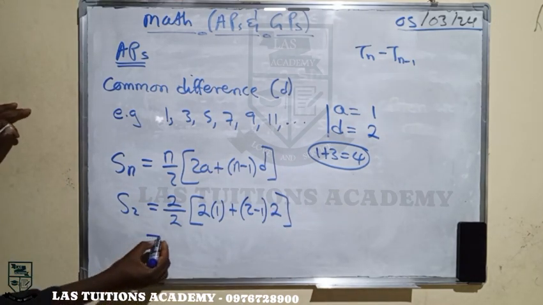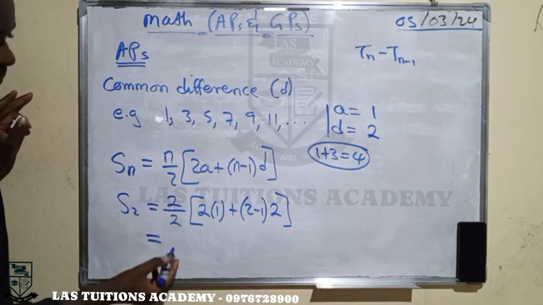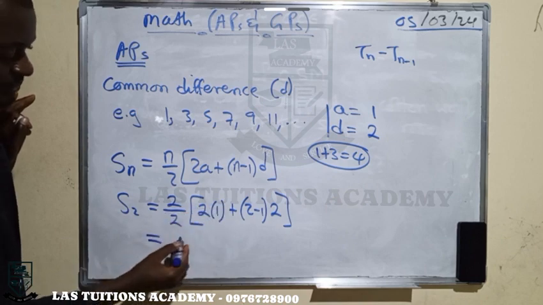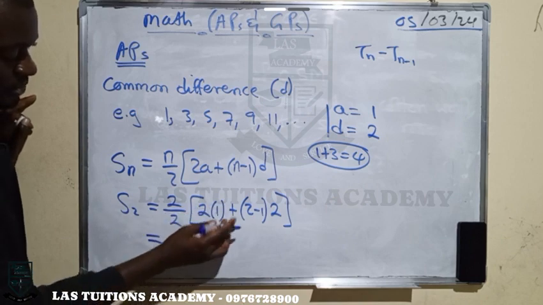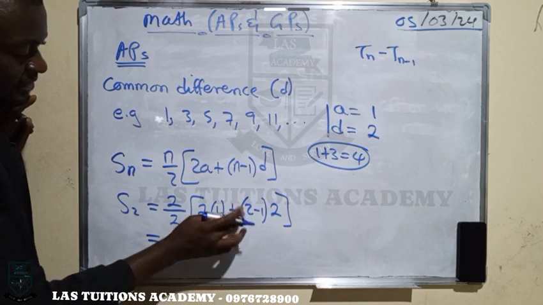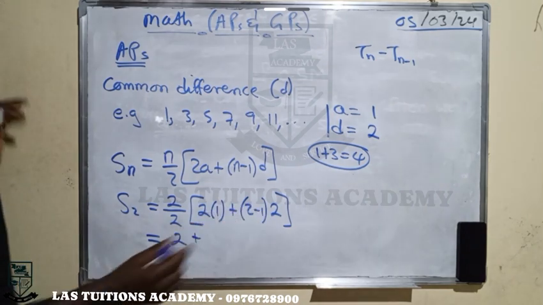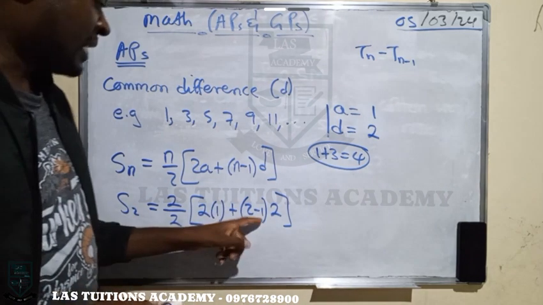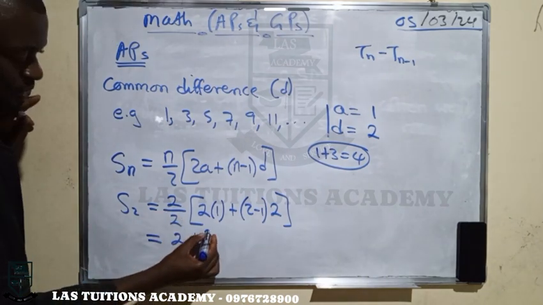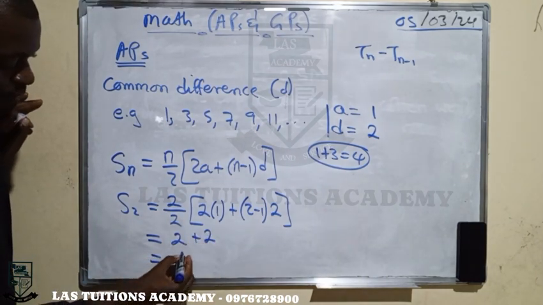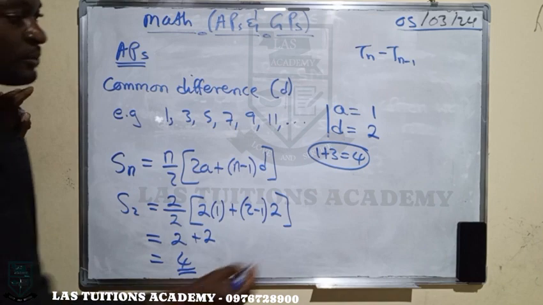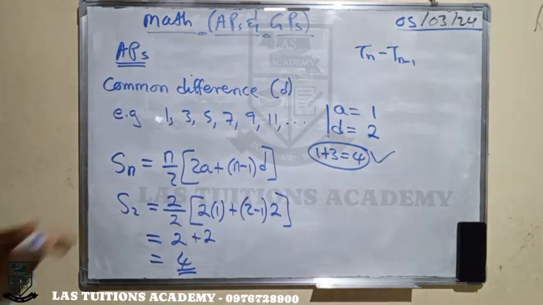So this is going to be 2 divided by 2, we get 1. So 2 times 1, we get 2, plus, here we get 2 minus 1, which is 1. 1 times 2, we get 2. So 2 plus 2, we get 4, which is exactly what we have there.